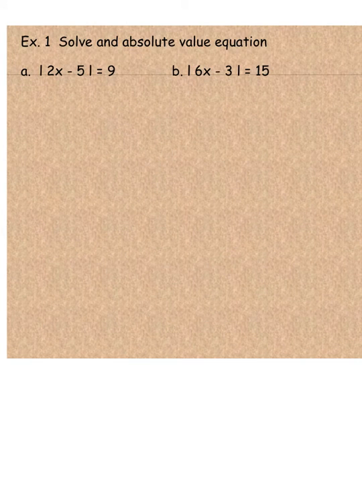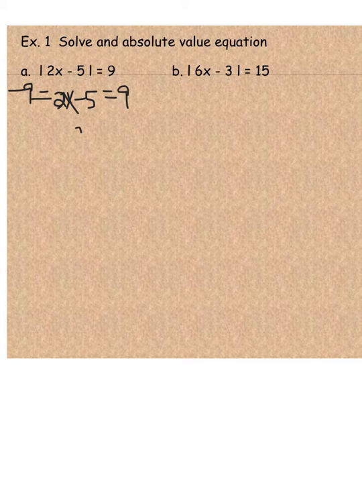In example 1, we're going to solve an absolute value equation. So in example A, we have the absolute value of 2x minus 5 equals 9. So we're going to solve this by dropping the absolute value that you see. Not going to change any of the signs of anything in the absolute value. It's going to remain as 2x minus 5. It's going to equal 9. And then we're going to also make it equal to -9 so that we can get all values of x that make the equation true.